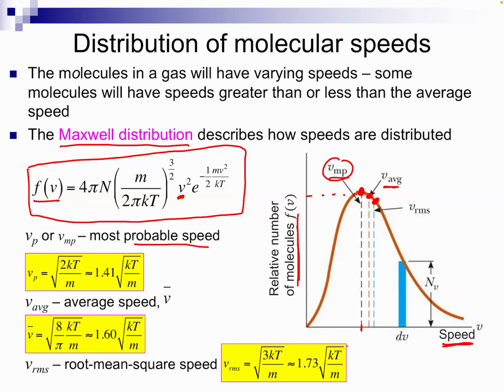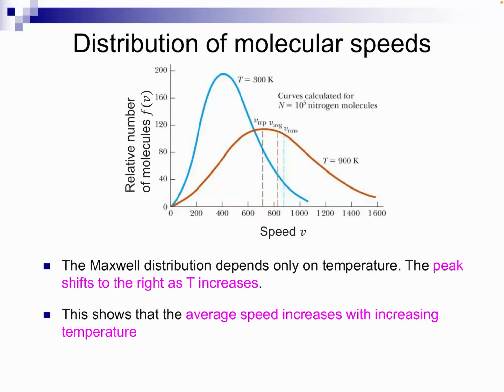If we change the temperature of the gas, for example increase it from 300 Kelvin to 900 Kelvin, the Maxwell distribution also shows us how the most probable speed, average speed, and RMS speed change. The key idea here is that if you increase the temperature, the most probable speed will shift to a higher speed. So remember, the x-axis is speed. Zero is at rest, and you're going from slow speed to fast speed.